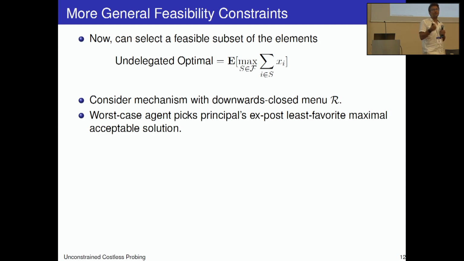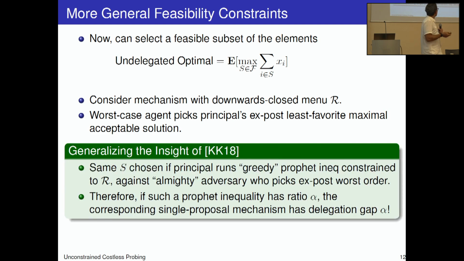So it's always better for them to pick one element, no matter what, than no elements, let's say. Good. So now we can generalize the insight of Kleinberg and Kleinberg. If you look at this mechanism with the worst case agent, it turns out that it makes the same choice as a certain kind of profit inequality that's greedy and operating against a very strong adversary.